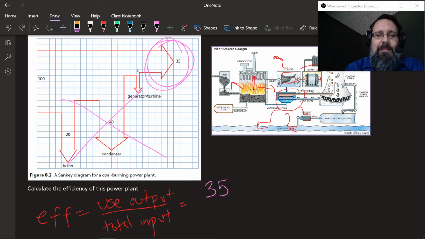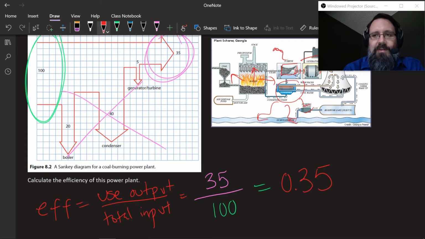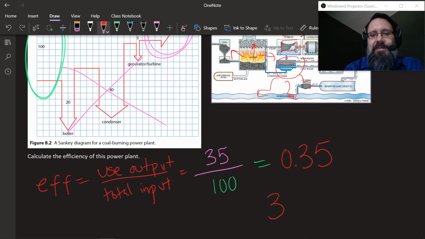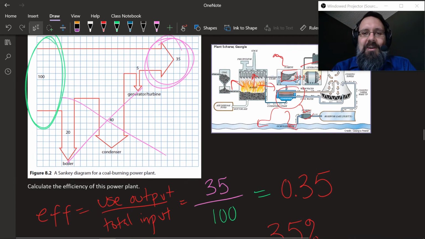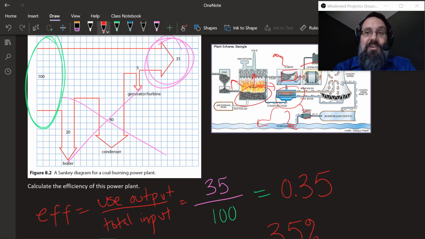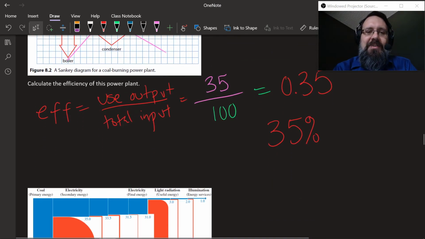And then we're dividing that by our total input, which was 100. And so that gives us 0.35. 35. So the coal power plant is 35% efficient. That's quite low, very low. Most of the energy that was in the coal is lost. It is not transferred out to the electric grid. So it's a pretty inefficient process.